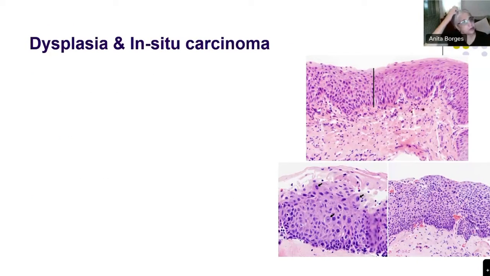Now let us come to some other words which we have a lot of problem with. Dysplasia and in situ carcinoma. I have shown you some pictures here on the right. Sumita, would you like to tell me which picture is dysplasia, which picture is carcinoma in situ? There are three pictures. The one on the bottom right is carcinoma in situ, ma'am.